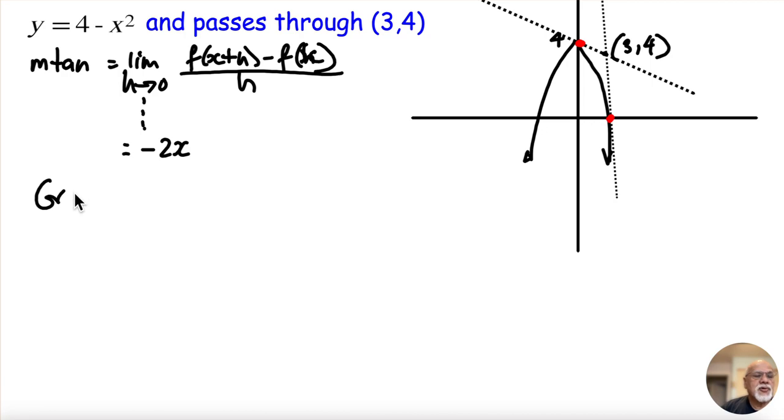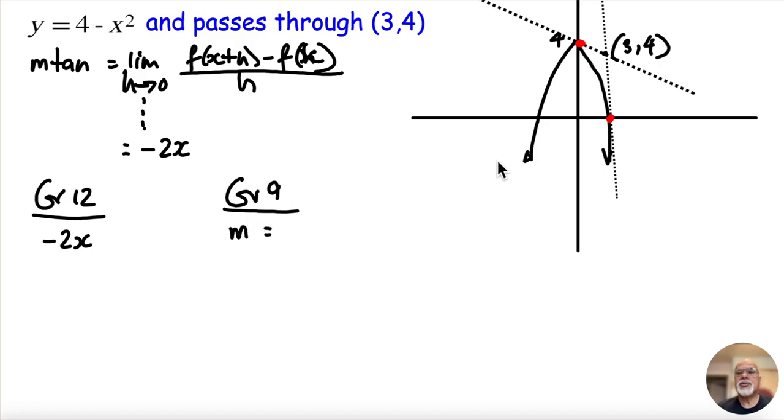In the grade 12 curriculum, namely where this Calculus AP course is taught, we've got that the slope is negative 2x by using calculus methods and the limit methods. But in grade 9, certainly in Ontario, we would have learned that the slope is really just equal to, well, let's see what this would be.